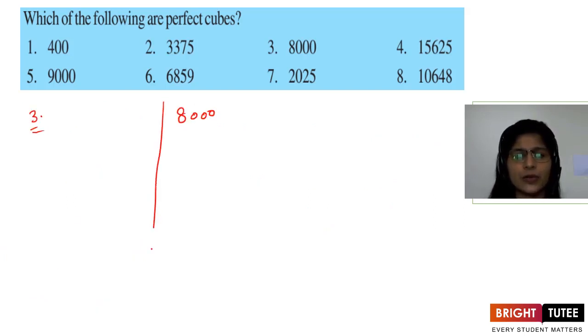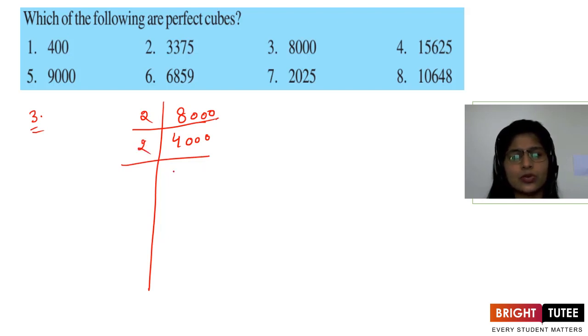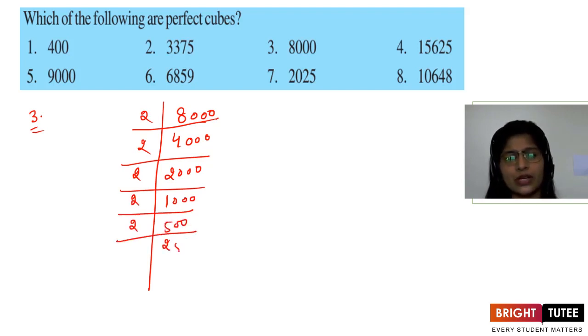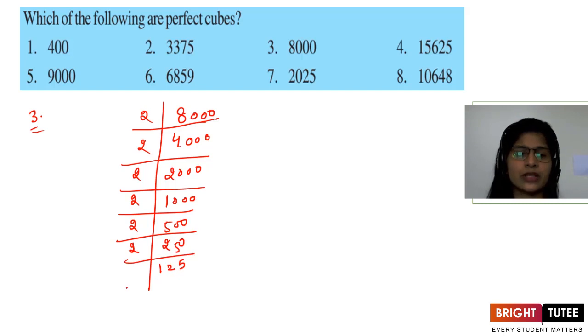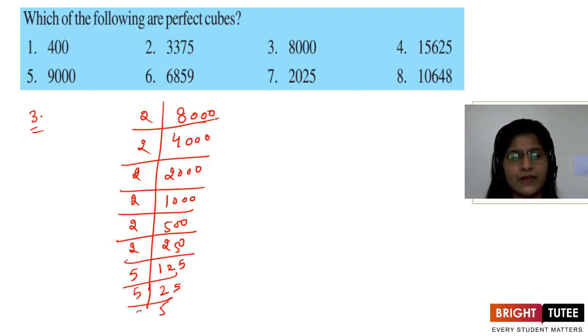8000, start with 2. Okay, 2 fours are 8 and the zeros will be as they are. Then 2 twos are 4, we get 2000. Then again with 2 we get 1000. Again with 2 we get 500. Again with 2 we get 250. Now again with 2 we get 125. Now it is not divisible by 2 and 3. It is divisible by 5. 5 twos are 10, 5 fives are 25. Then again with 5 we will have 5. So we have it like this.